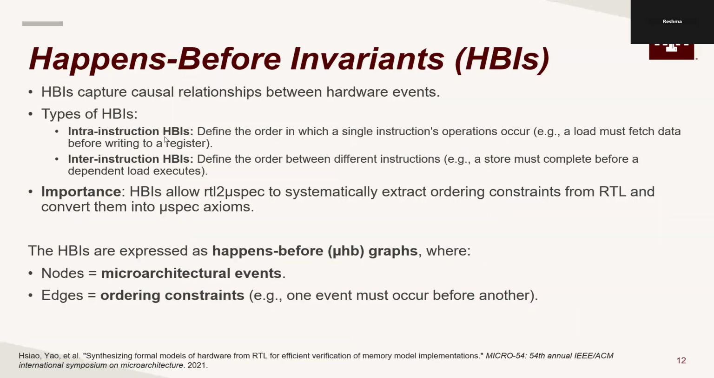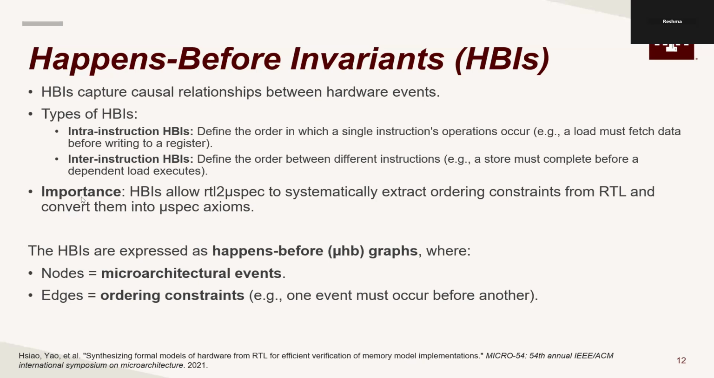Let's move forward and discuss happens-before invariants, HBIs. These HBIs are used to capture the causal relationships between hardware events. These relationships help in understanding the order in which operations must occur within a hardware design. There are two main types of HBIs, the intra-instruction HBIs and the inter-instruction HBIs. We will be discussing all of this in detail in the coming slides.